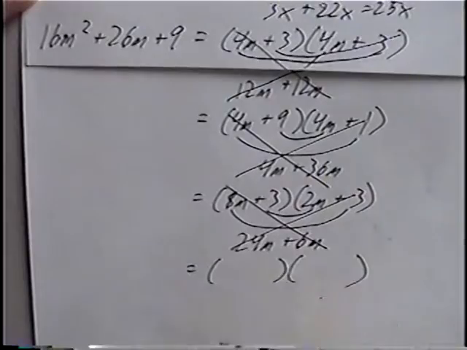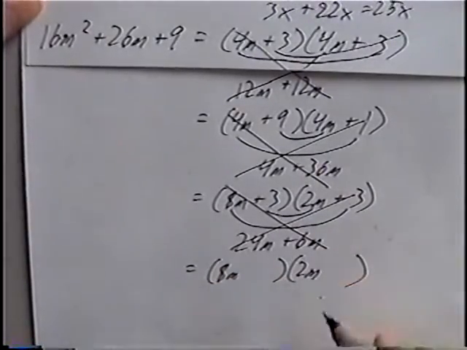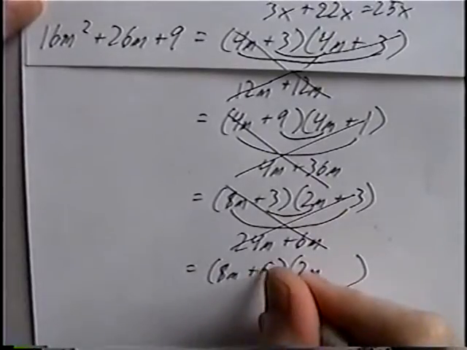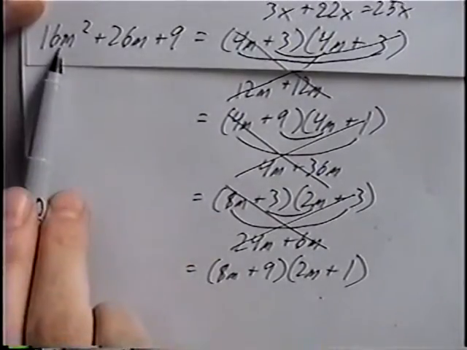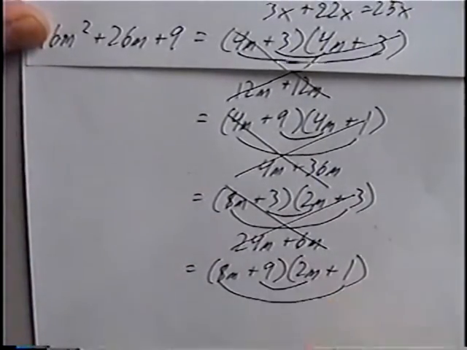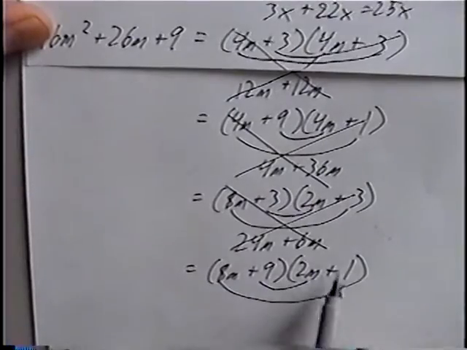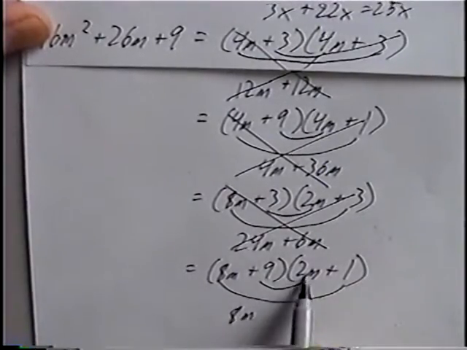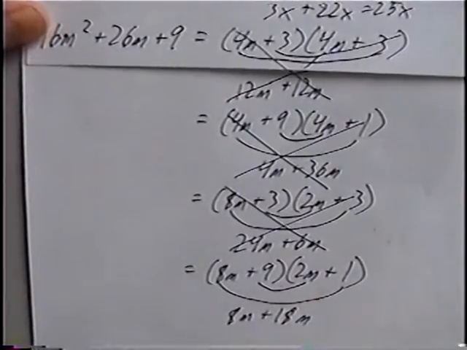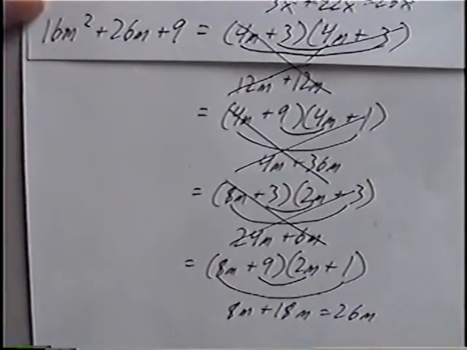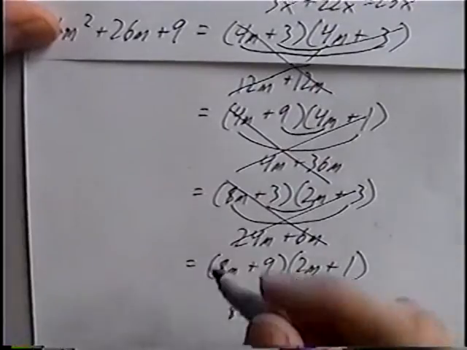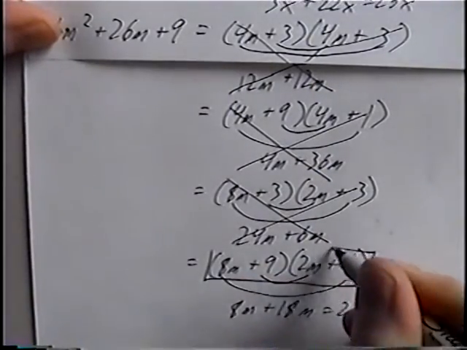If we try the same problem we just did, 8m and 2m, but instead of 3 and 3, this time we can try 9 and 1, because again 9 times 1 would be 9, 8 times 2 is still 16. Check to see if it's the right answer. The outside and inside terms have to add up to 26. 8 times 1 would be 8m, 9 times 2 would be 18m, and this time if you add those up, that adds up to 26m. So again, as long as it adds up to the middle term, this would be the correct answer for the problem. 8m plus 9 and 2m plus 1.